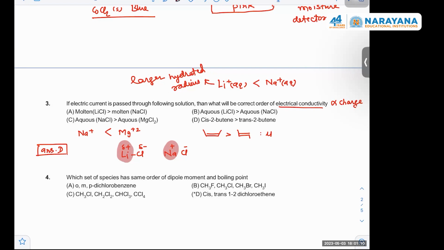Okay, fine. Has anybody solved question number 4? So D. Yes, the correct answer is D. In this situation, it has been asked that same order of dipole moment and boiling point. So everybody knows the answers.